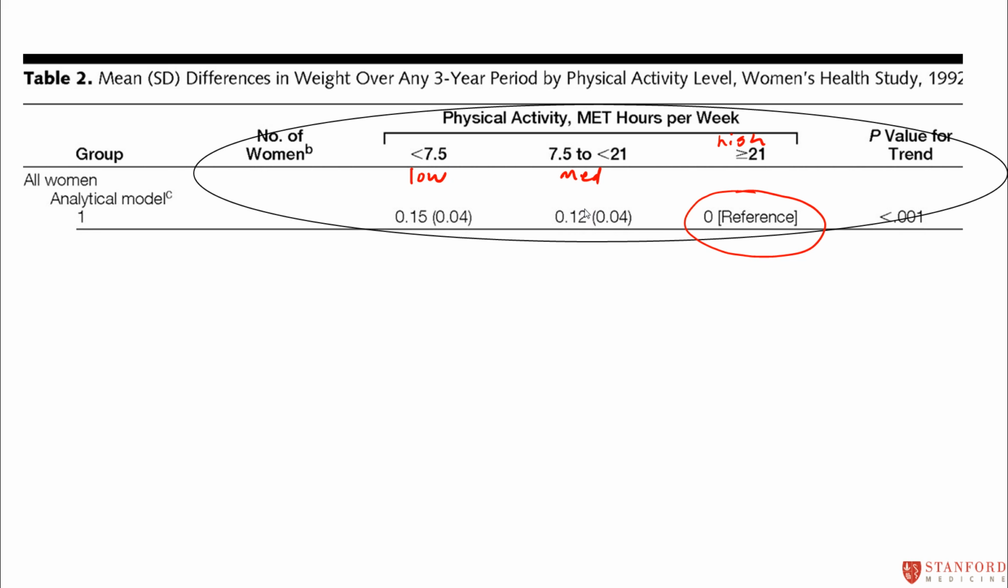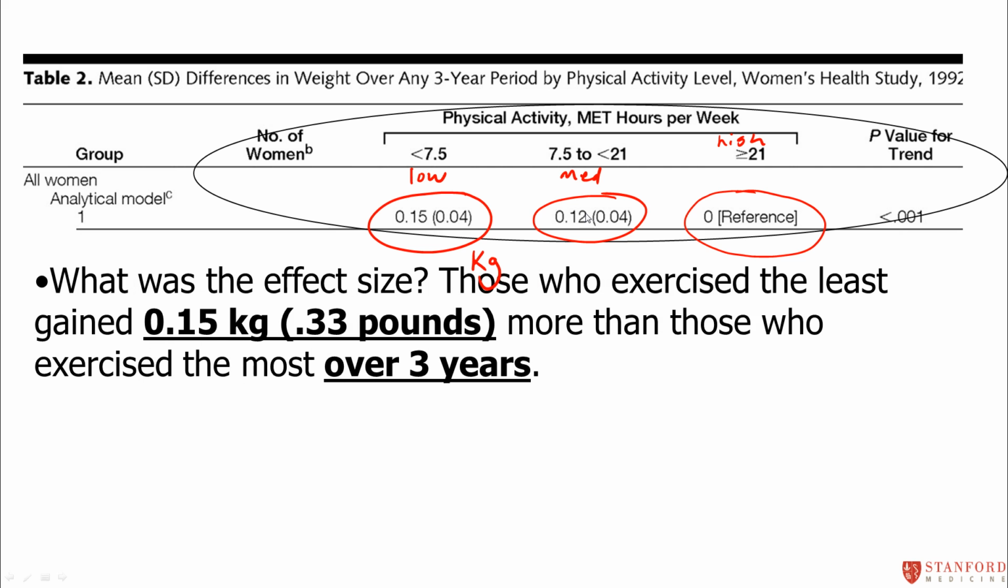And what you're seeing in this table is this value and this value. These are the mean, the average difference in weight gain between the low group and the reference group, or between the medium group and the reference group. And this is in kilograms. In other words, over a 3-year period, the difference in the weight gain between the high group and the low group was 0.15 kilograms on average. The difference between the high group and the medium group on average was 0.12 kilograms. Now, if you're like me, I don't really think in kilograms, so let's translate that into pounds.